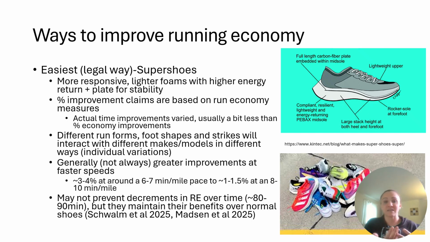Generally, the percent improvements in run economy are greater at greater speeds. This isn't the case for everyone or for every study, but this generally has been the trend that we've seen. One study found about a 3 to 4% improvement in run economy at around a 6 to 7 minute mile pace, and at about an 8 to 10 minute mile pace it decreased to 1 to 1.5%. Again, there's a lot of individual variation, but the foams work like springs, so usually faster running, when you're hitting with more force, will give you greater energy return from the shoe.